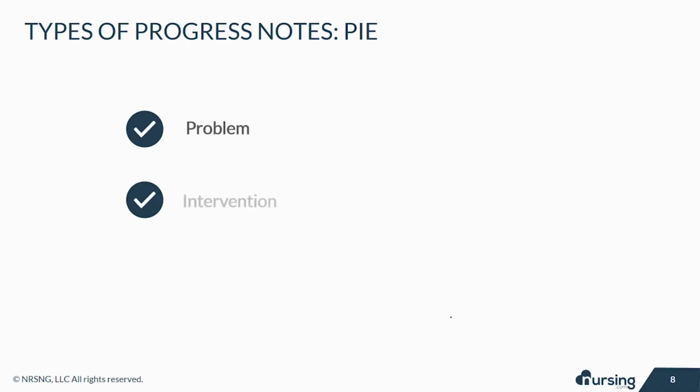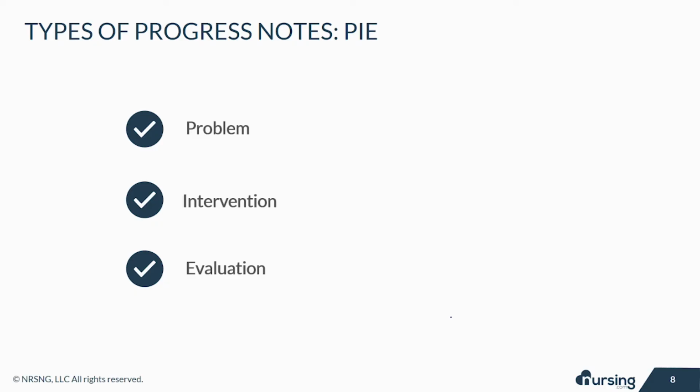PIE notes, okay? These are another problem-oriented note, but these rely more on the use of the nursing diagnosis to identify and document the problem, discuss the care or treatment that's going to be provided, and then whether or not the intervention actually worked. So PIE notes are a little bit more clear-cut and to the point, but they don't allow for as much detail as SOAP notes do.